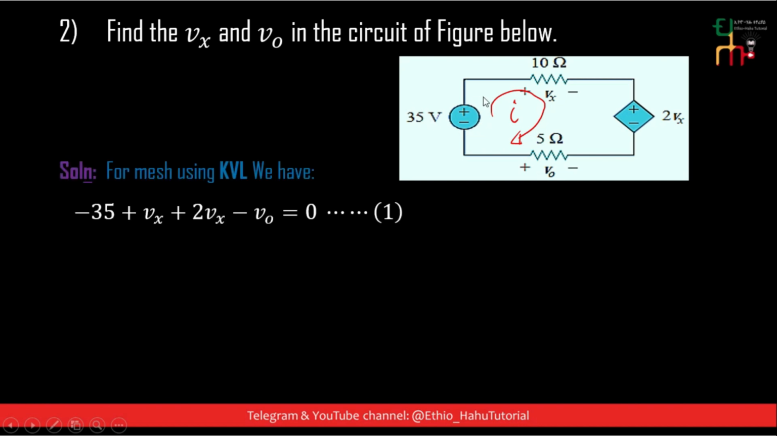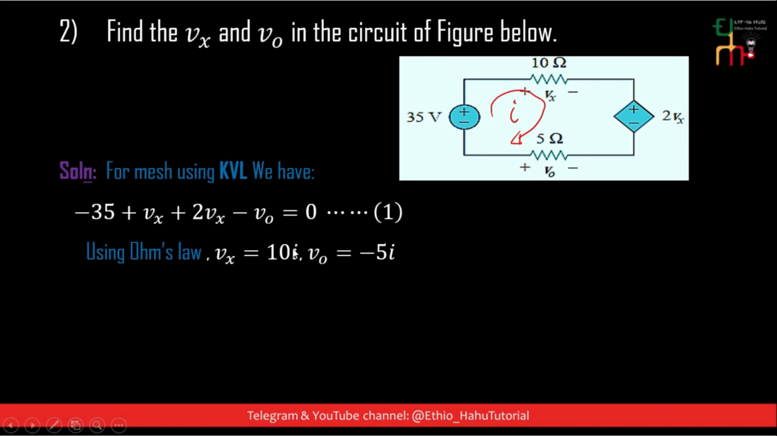Minus 35 volts plus the voltage drop across this 10 ohm resistor is Vx, plus this dependent voltage which is 2 times (Vx minus V0), which is equal to 0 እናገኛለን። ይሄኛውን ኢኩዌሽን 1 ብንለው, using Ohm's law, this Vx means what? The voltage drop across this 10 ohm resistor, which is what? 10 times the current through this 10 ohm resistor, which is I, so it becomes what?